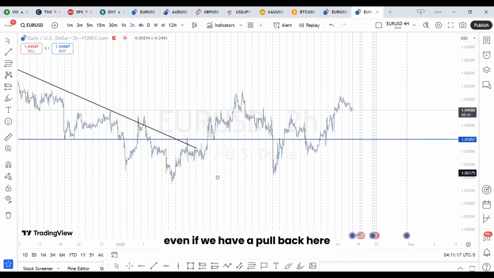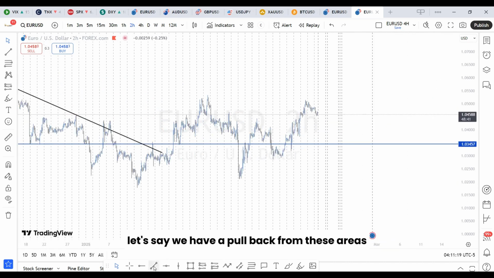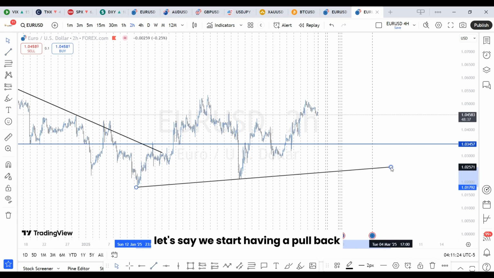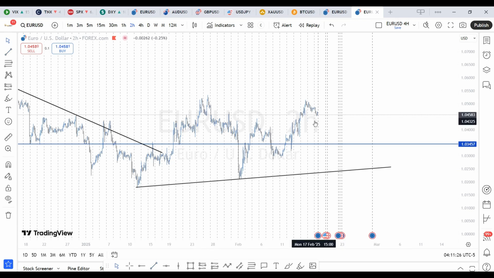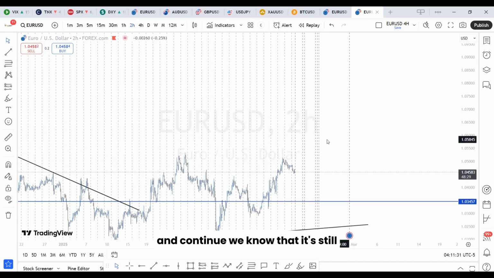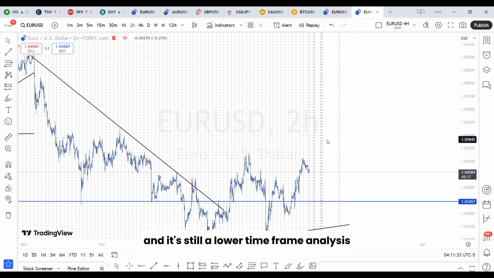Even if we have a pullback here, let's say we have a pullback from these areas, as the market is pulling back. Let's say we start having a pullback around all of this area, we get the market to pull back all the way down here and continue. We know that it's still a lower time frame analysis.